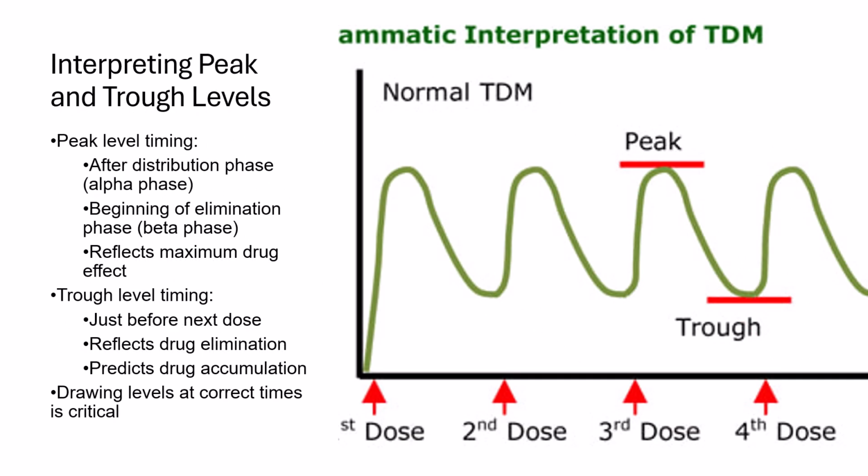Interpreting peak and trough levels is another important concept. Peak levels should be drawn after the distribution phase, alpha phase, and at the beginning of the elimination phase, beta phase. This timing reflects maximum drug effect. For gentamicin, this is typically 30 minutes after completing a 30-minute infusion. Trough levels should be drawn just before the next scheduled dose to reflect drug elimination and predict accumulation.